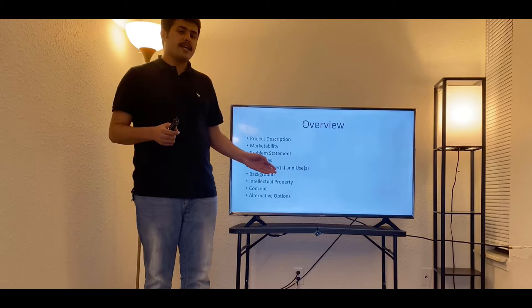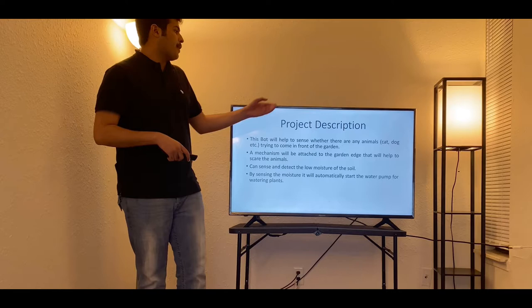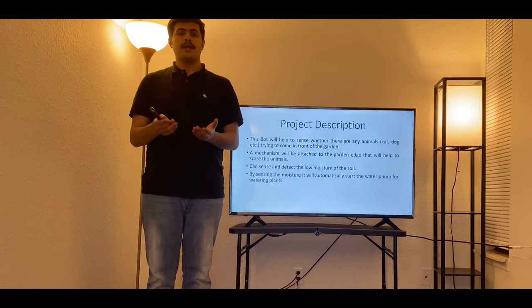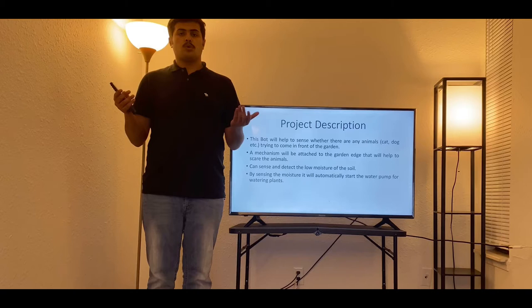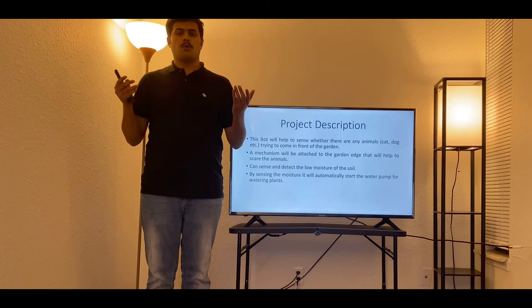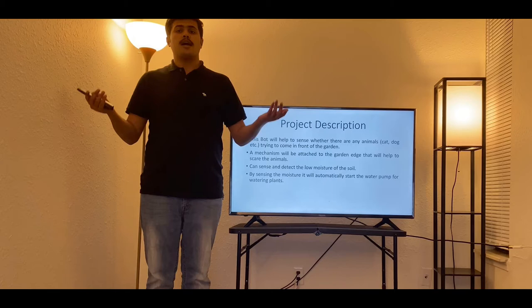Next. Project description. To describe our project, our device will help to sense whether any animal or any object is trying to come in front of our garden. We are going to attach a mechanism to scare the animal away and to give a warning. Also, our device will sense and detect the low moisture of the soil and water them accordingly.